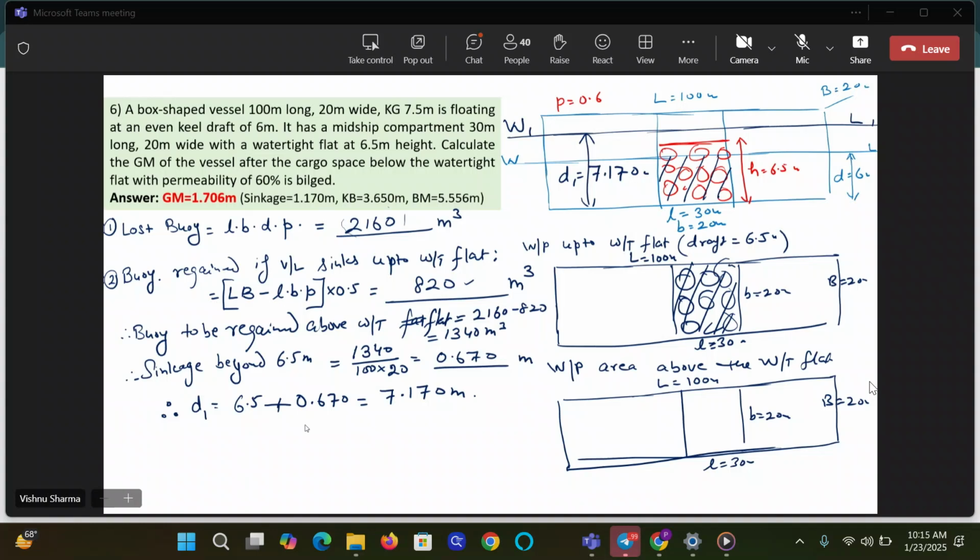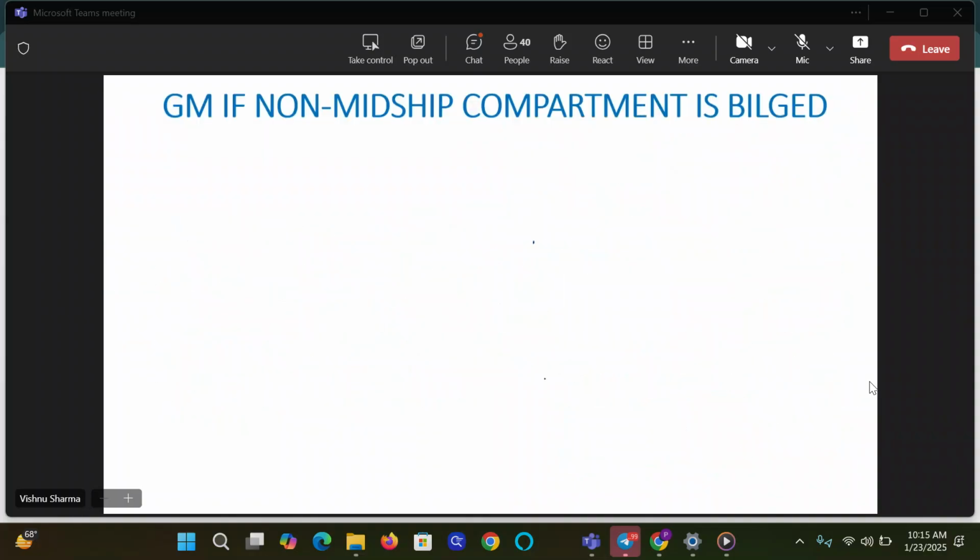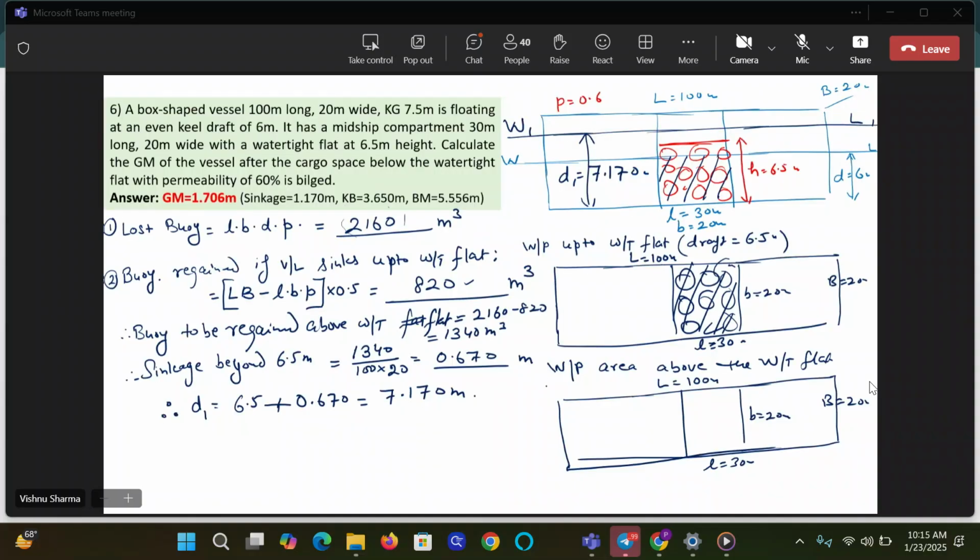So what will be the water plane area at W1L1? This will be the water plane area at W1L1. Am I right, guys? Yes, sir. Very good. Will the KB be D1 by 2? Yes or no? First tell me that. No, sir.